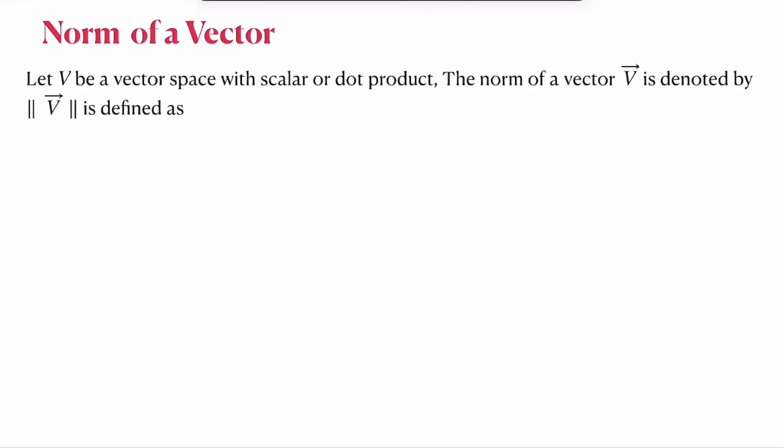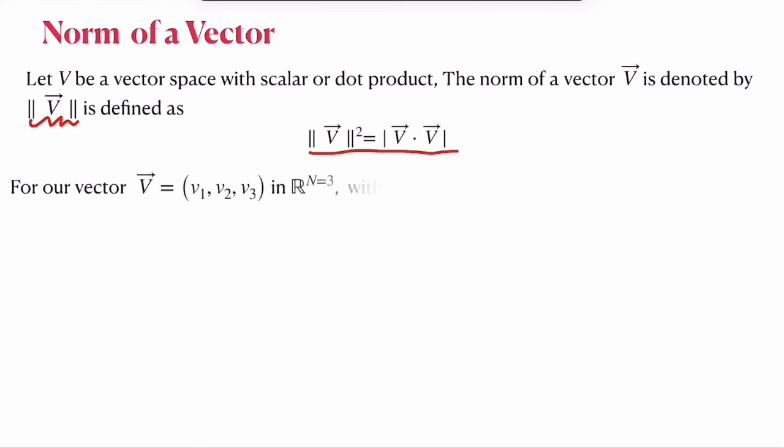The next important concept once you have a dot product is the norm of a vector, or the length of the vector. Let V be a vector in a vector space with the scalar or dot product. The norm of the vector is denoted by this double line, and the square of the norm is the dot product of the vector with itself. That is how the definition comes about.